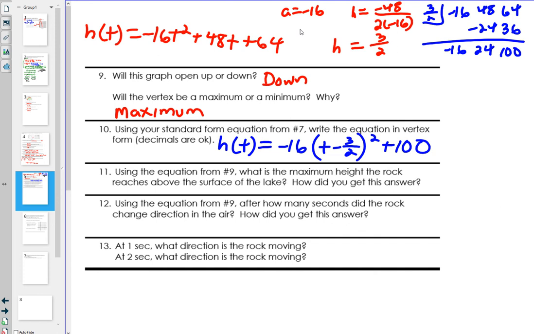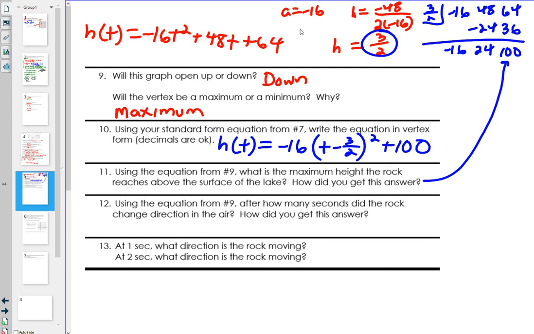Using the equation from number 9, what is the maximum height the rock reaches above the surface of the lake? How did you get this answer? Okay, well, we already know this. How high did it get from the lake? 100. Not because of the last speech, but I'm taking it as that's what K is. Using the equation from 9, how many seconds? How long did it take to reach 100 feet? Yeah, 1.5, because that's what 3 over 2 is. 3 divided by 2 is 1.5.